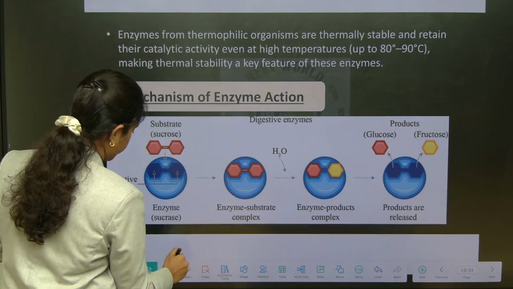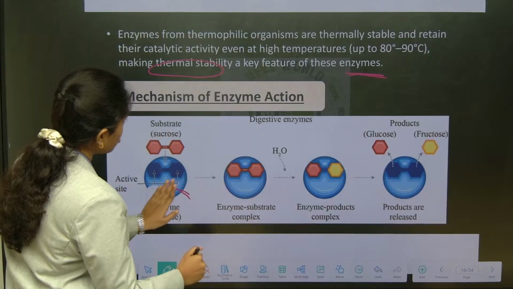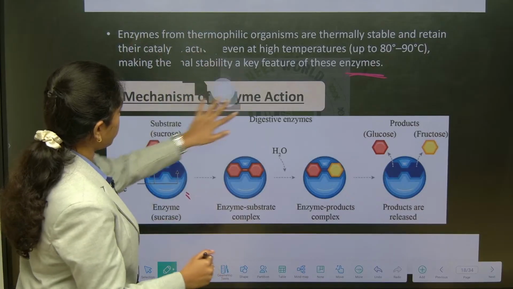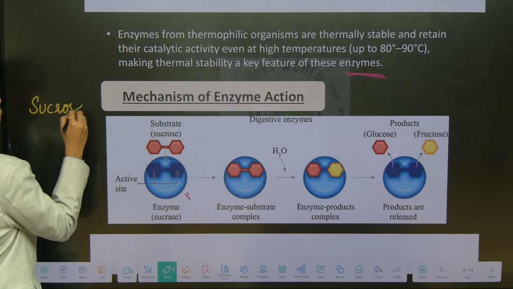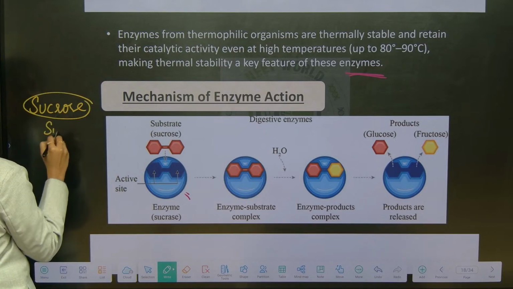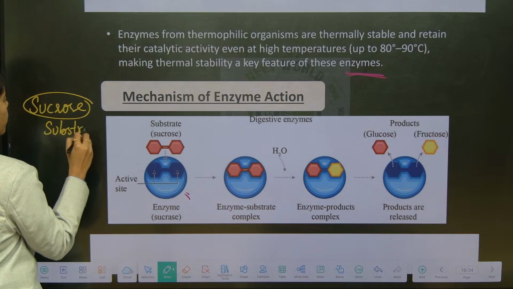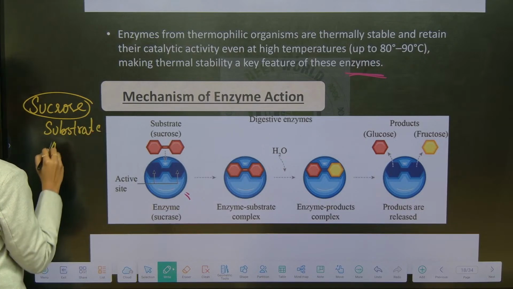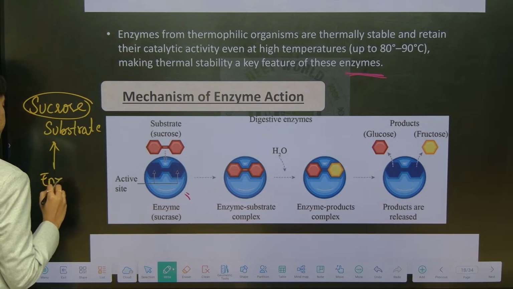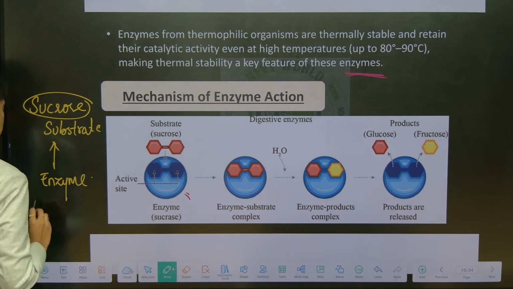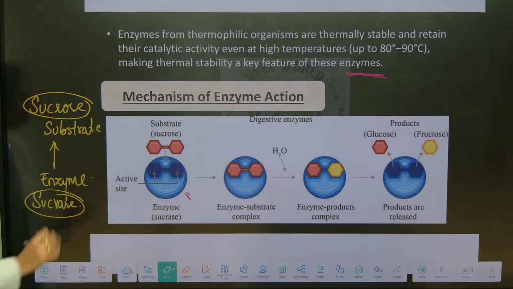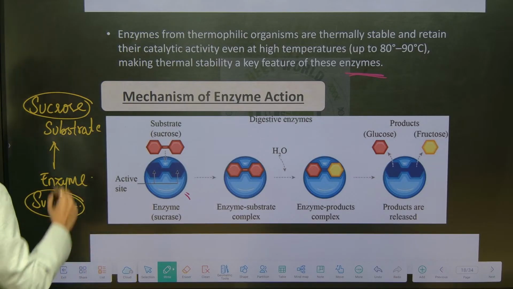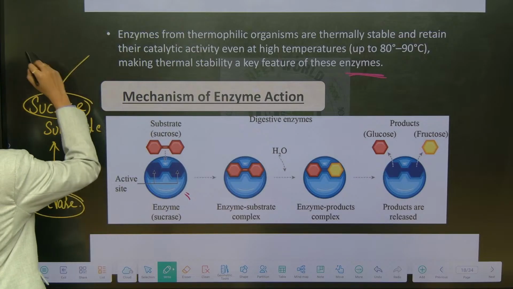Any enzyme, let us suppose sucrose as the substrate, which is given as such in this diagram. Let us suppose sucrose as the substrate. This sucrose substrate, by the activity of the enzyme, that is sucrase, sucrase is the enzyme which is acting on this, will give out two products.